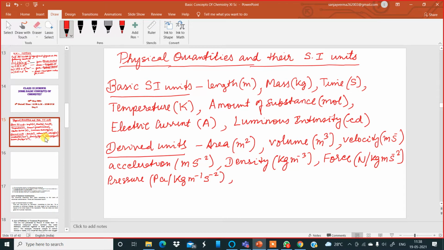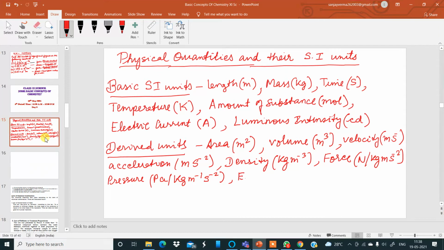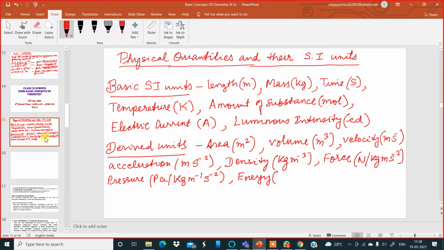Then we have energy. The unit is joule. We recognize it as joule, or we can write kg meter square per second square. That is for energy. Then we have frequency. Have you heard of frequency? The SI unit is hertz. Hertz is cycle per second, or we can write per second, second to the power of -1.